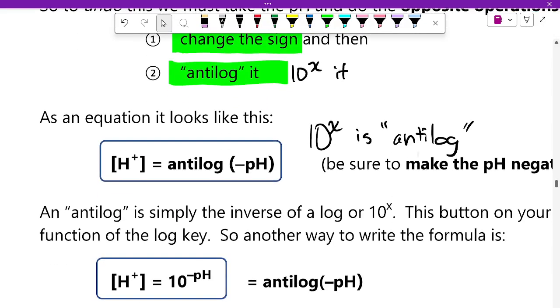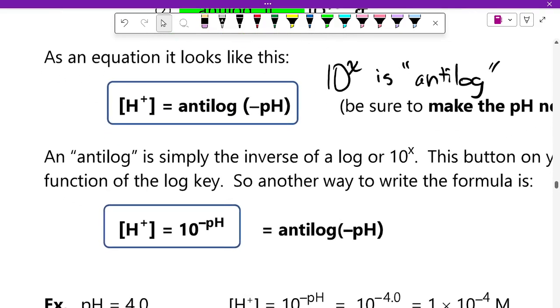But I find it's usually more convenient, and because it looks like this on your calculator, to write it as hydrogen is equal to 10 to the negative pH. But it means the same thing, just so you're familiar with the terminology. So if you see it, you don't get confused by it. Okay?